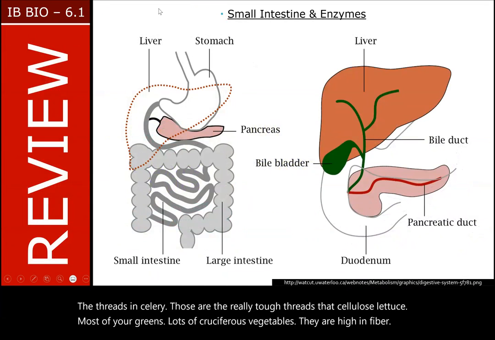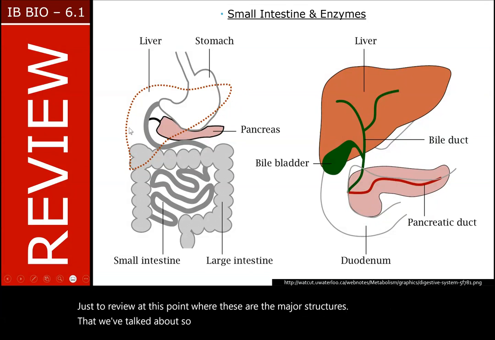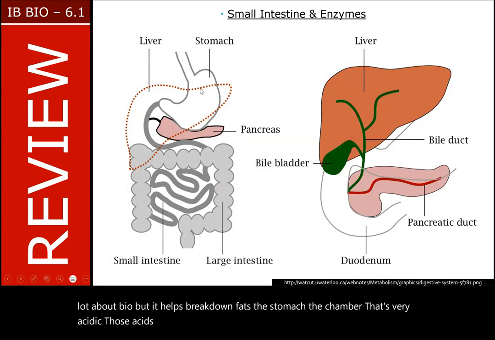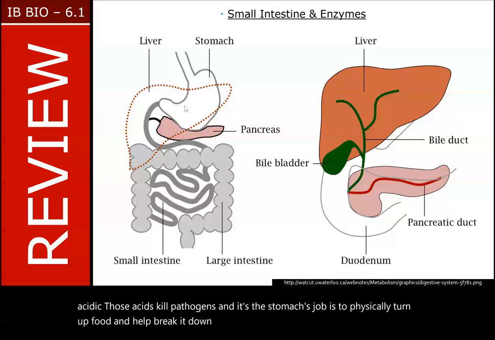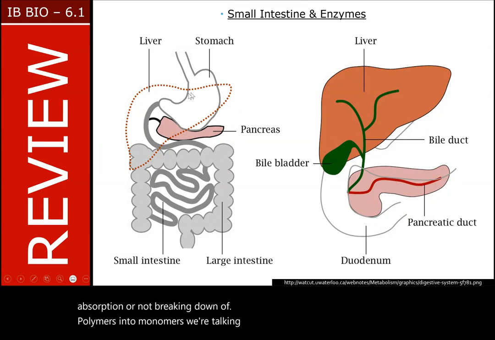Just to review at this point, these are the major structures that we've talked about so far. The liver, which produces bile. We haven't talked a lot about bile, but it helps break down fats. The stomach, the chamber that's very acidic. Those acids kill pathogens, and the stomach's job is to physically churn up food and help break it down. Remember, this is not absorption or breaking down of polymers into monomers. We're talking about just increasing surface area.